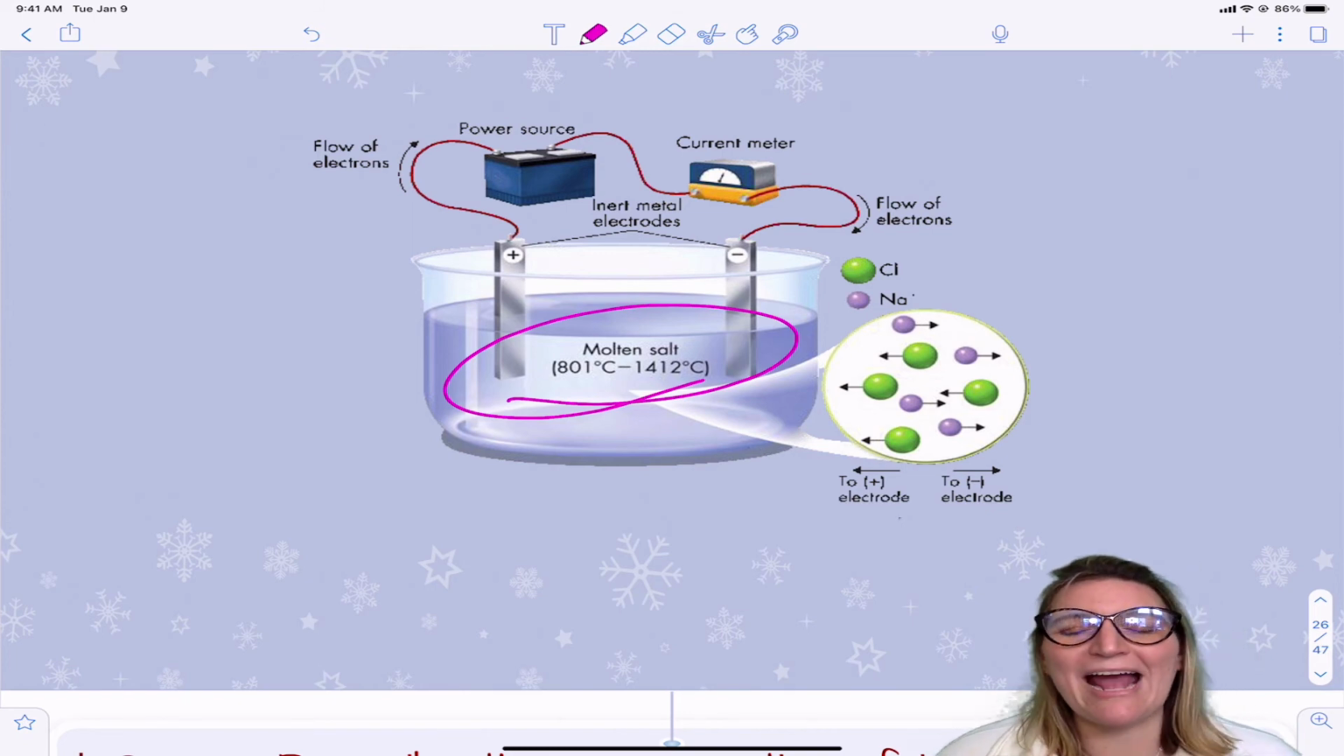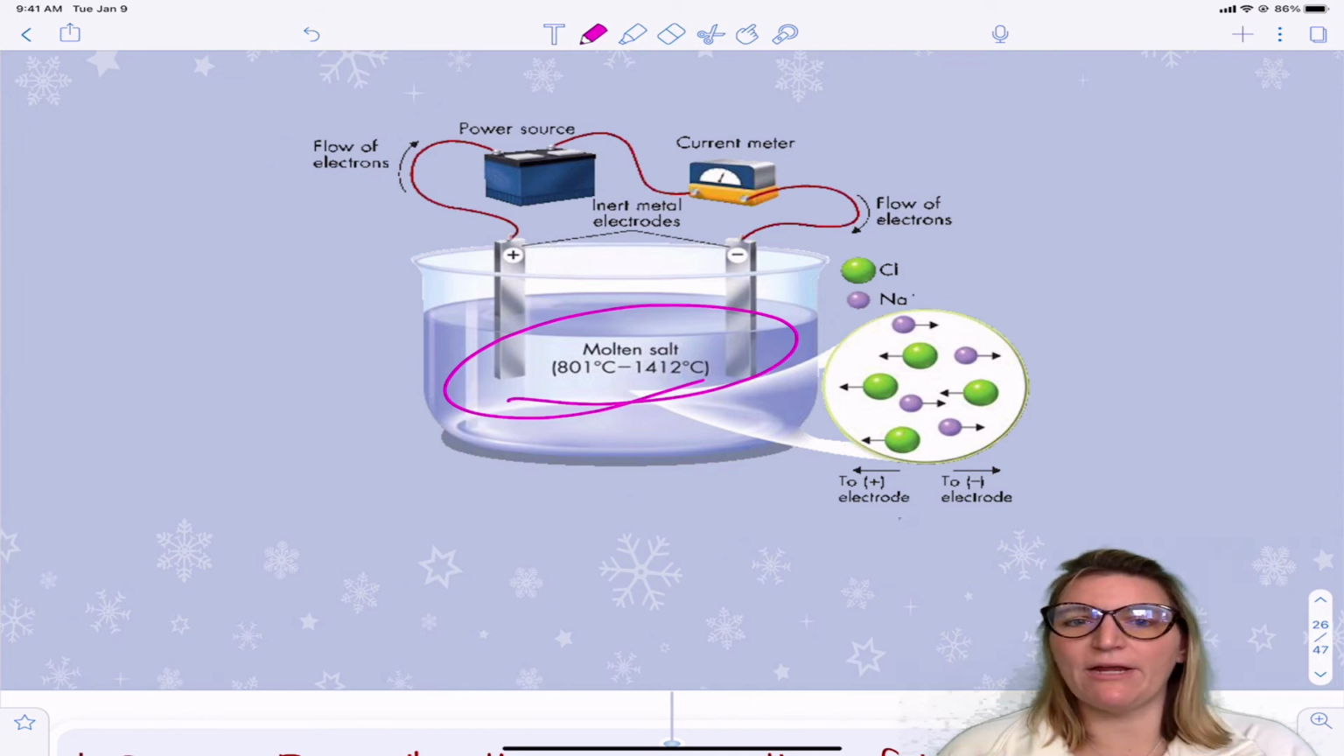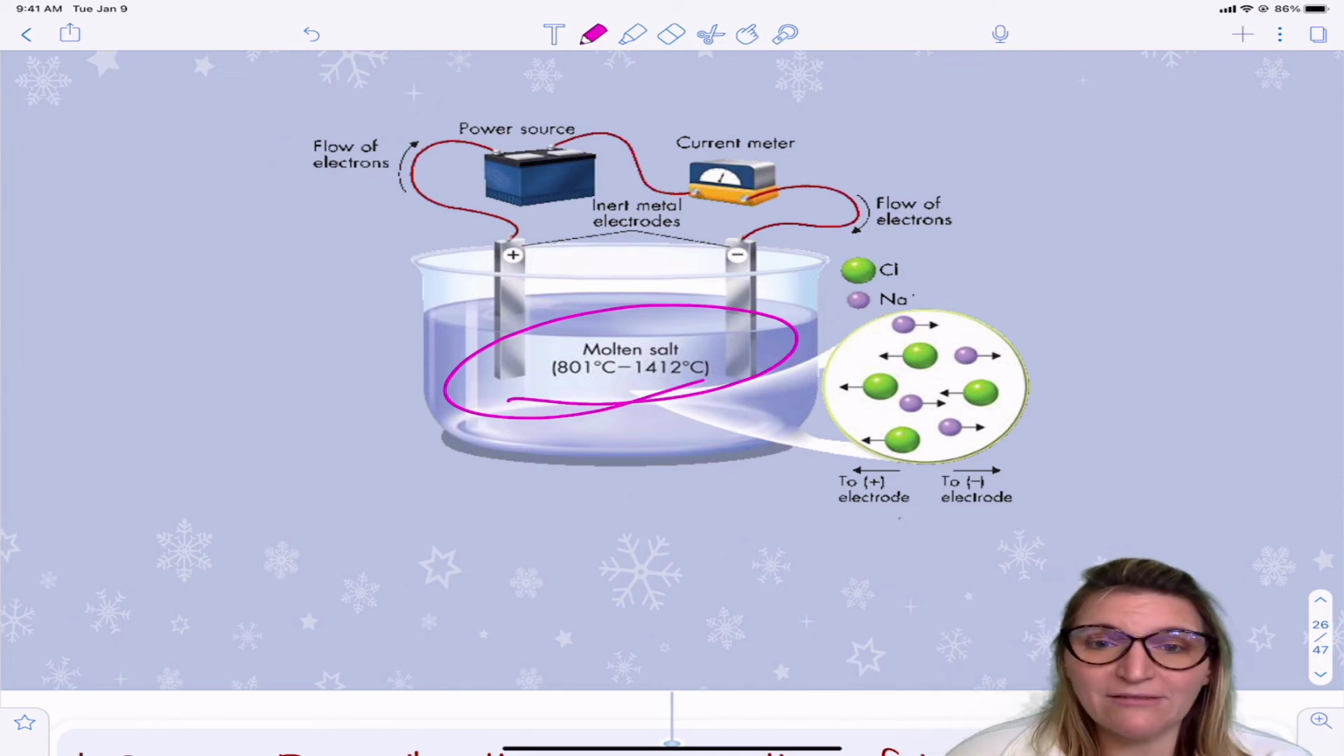Very similar to the word gaseous and vapor. We use oxygen gas. We don't say oxygen vapor. We say water vapor, because vapor is our way to say this isn't a gas at room temperature, but I have heated it, so it is a gas. Molten is our way of saying this isn't a liquid at room temperature, but we've heated it so that it is a liquid.